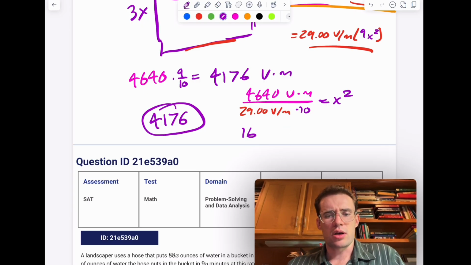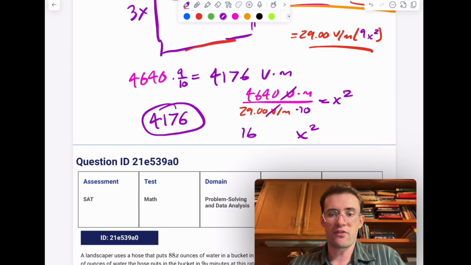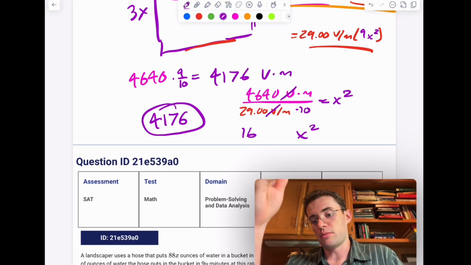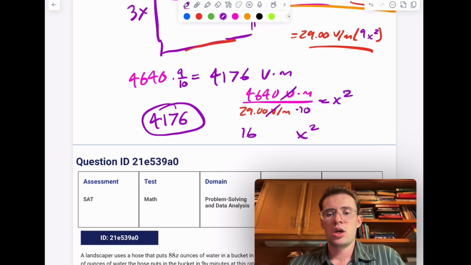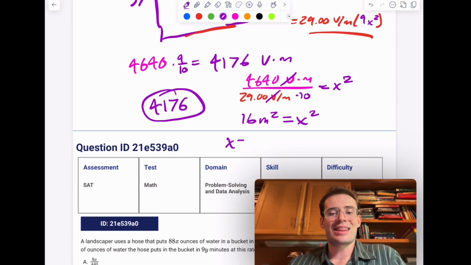And let me put the units as well. Volts cancels out. And if you divide by 1 over meter, it's like multiplying by meter. When you divide by a fraction, you multiply by the reciprocal. Or you can think of this as meters to the -1 in the denominator, so you flip it up to the top, multiplying by meters to the first. So this would be 16 meters squared equals x squared. That makes sense because it's an area. So x, the side length, would be the square root of that, so 4 meters.